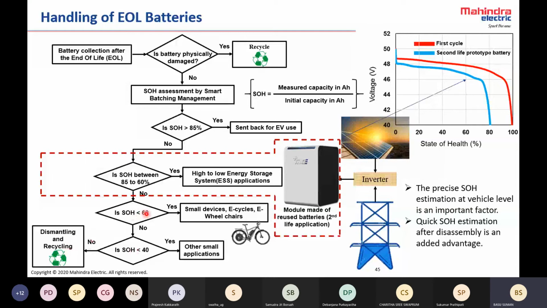Is it, let's say, less than 60? Then you can use it for small applications like e-cycles. Is it between 85 and 60? Probably you can send it for solar storage. Now, these 85, 60, 40, whatever numbers I have written here, these are ad hoc numbers. Depending upon different batteries, different applications, and its cost, these numbers may change. But the idea remains the same.